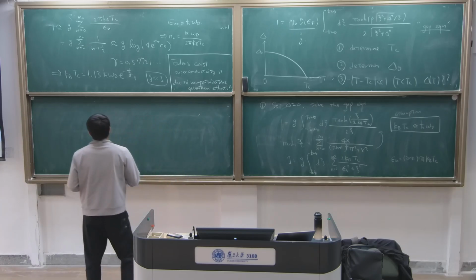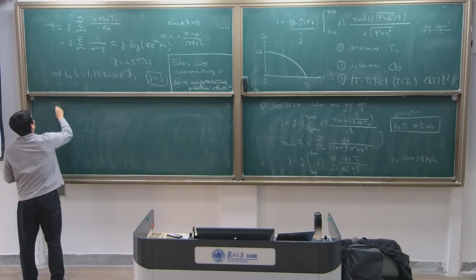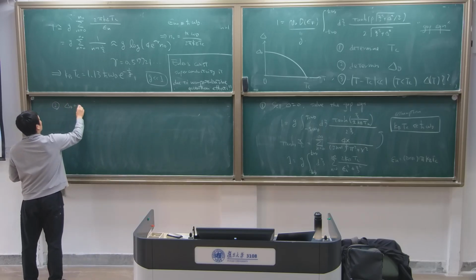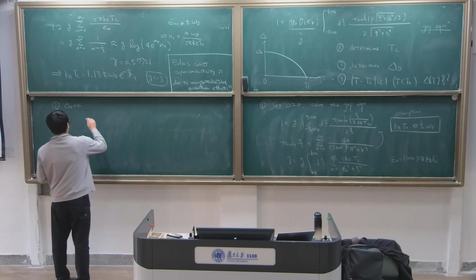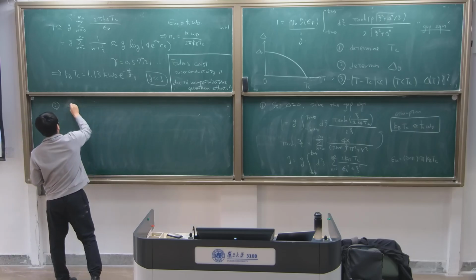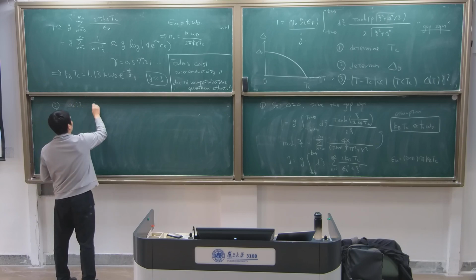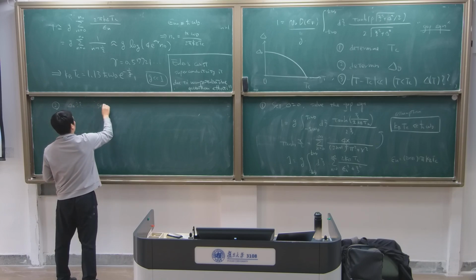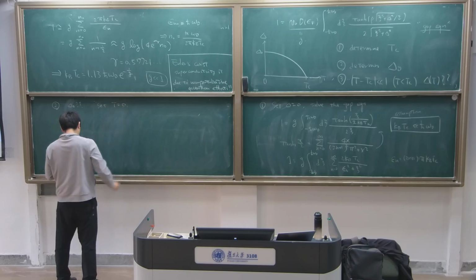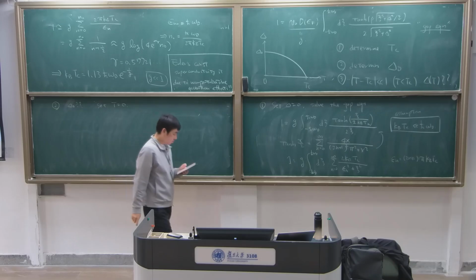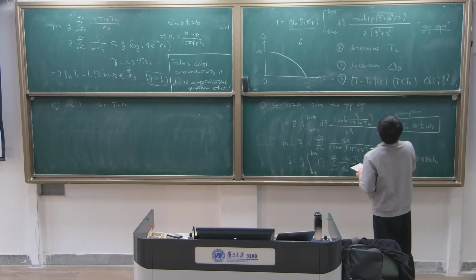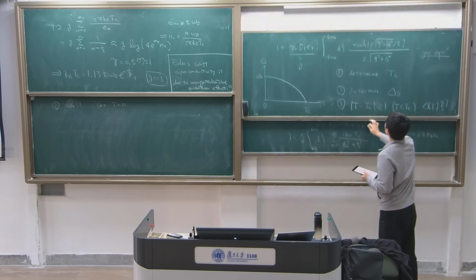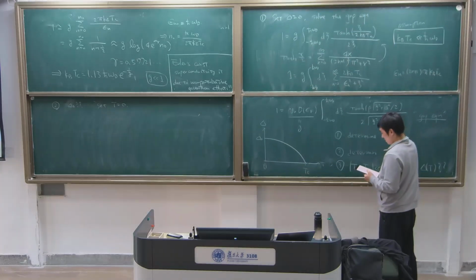Okay, number 2. What's delta? This means that T is equal to 0. And T equal to 0 means what? So where's the application? The application is here.